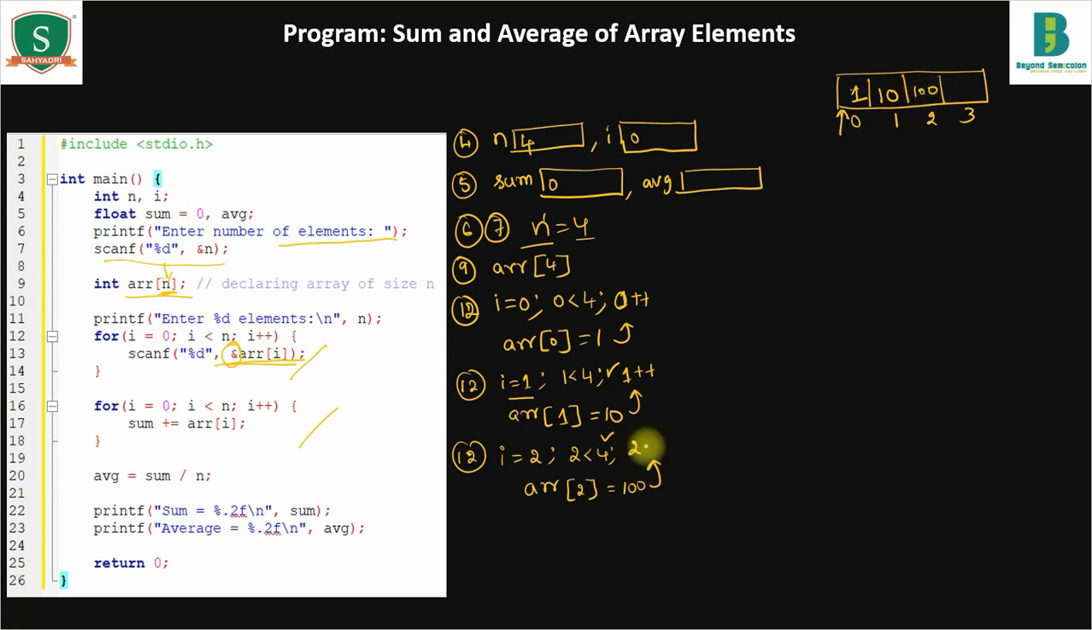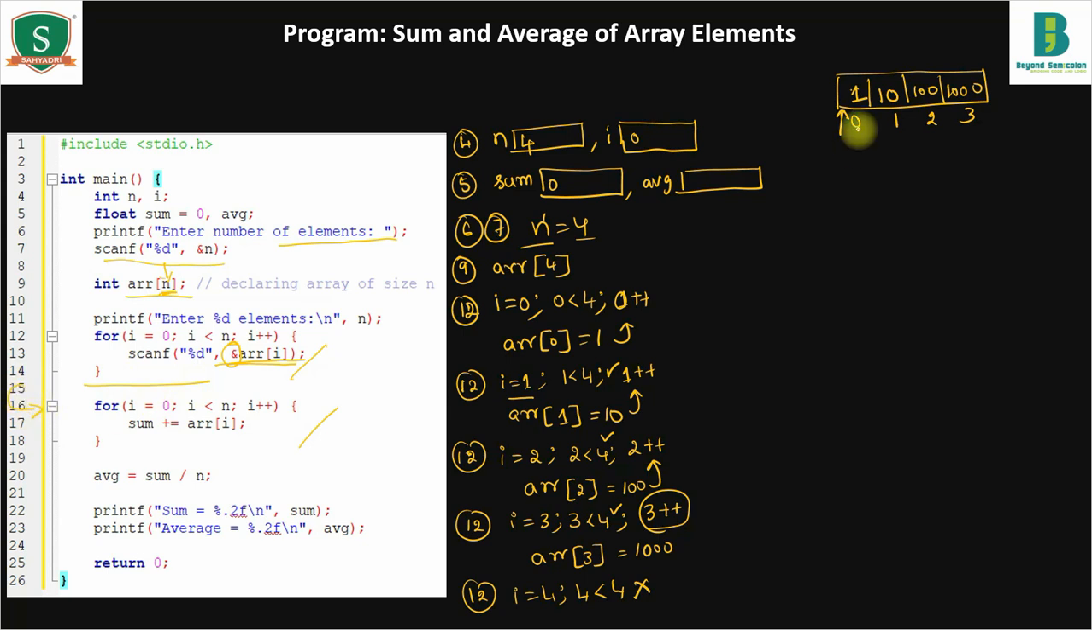Goes back. I value is 2. 2 plus plus. Again 12th statement. I is equal to 3. 3 less than 4. Condition is true. Array of 3 is equal to, maybe I am giving 1000 as the input. So 1000 is assigned to the third index value. 3 plus plus. Now this value has become 4. I is equal to 4. 4 less than 4, condition failed. Then it will exit the for loop and enter the 16th line.